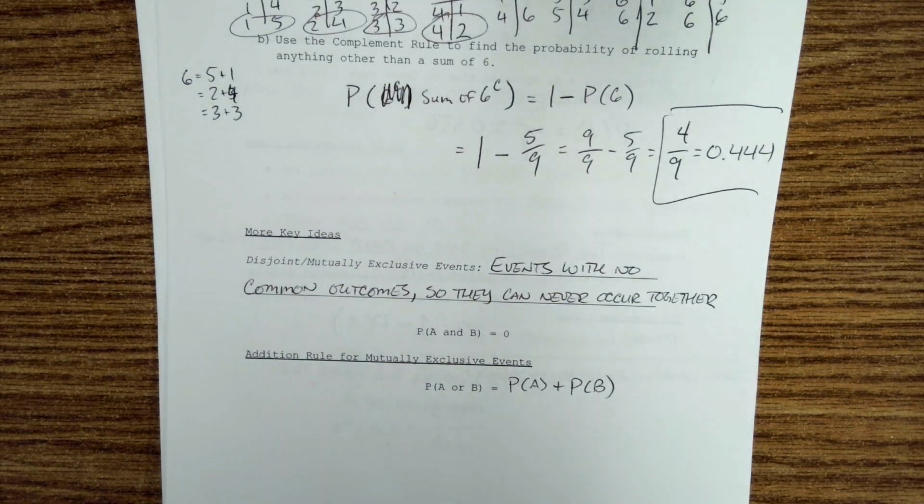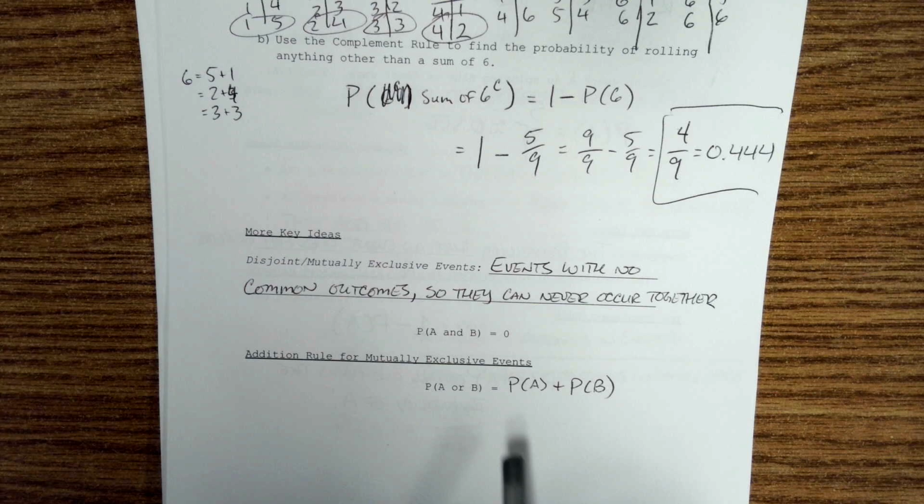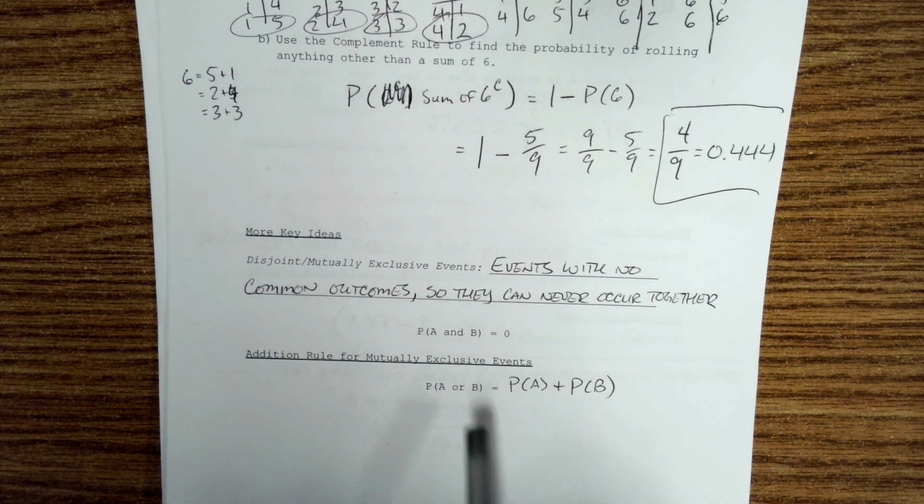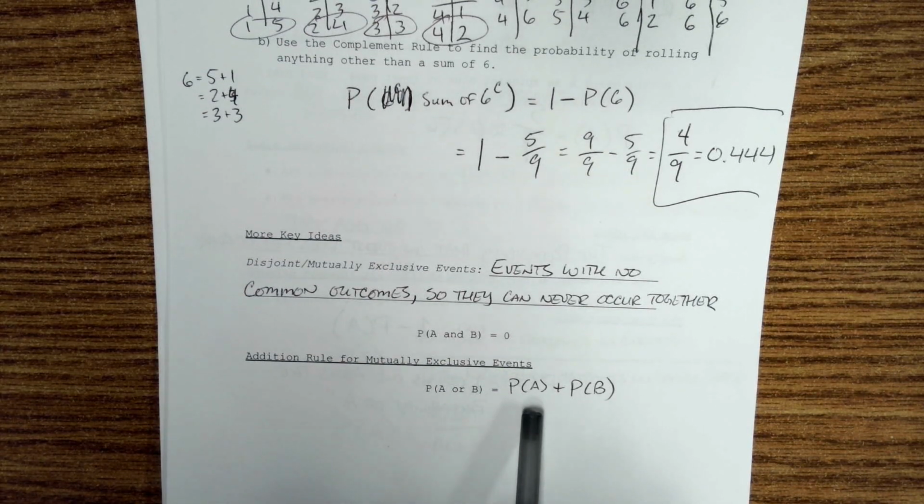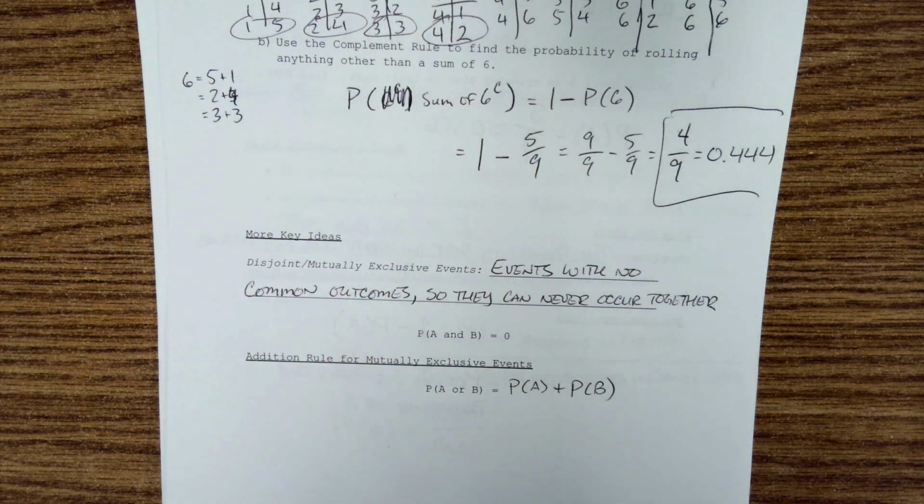On the other hand, we could look for one outcome or another. So if you're looking for the addition rule with mutually exclusive events, if we can only have A be one thing and B be another thing, then the probability of A happening or B happening is just the probability of A plus the probability of B.